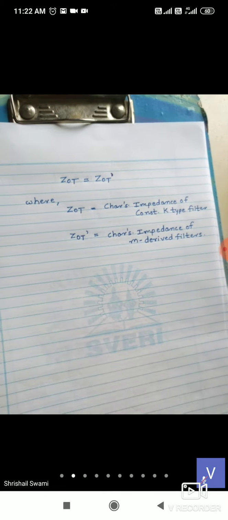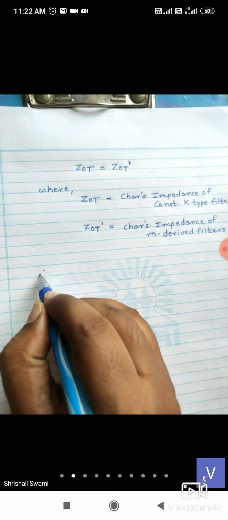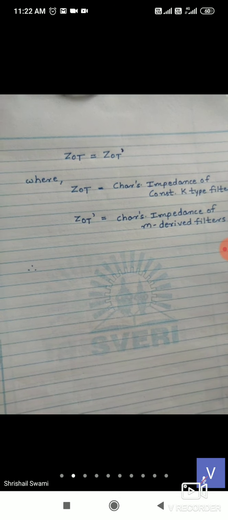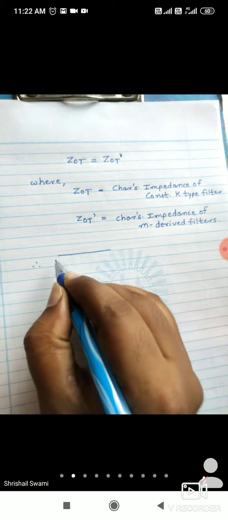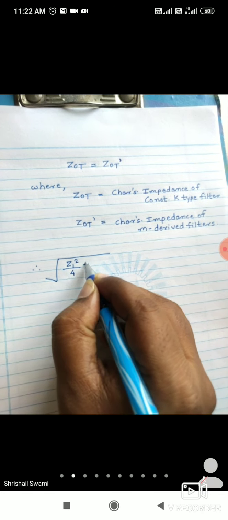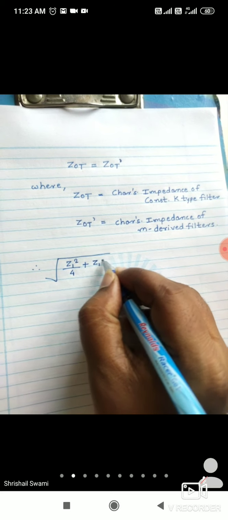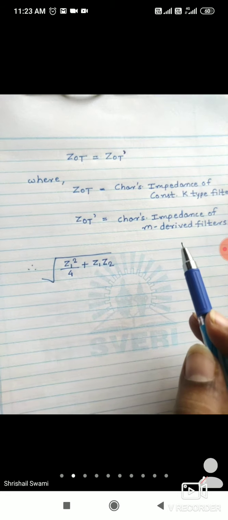Okay, now anyone recall the equation of Z0T? Anyone recall what is the equation? That is under root Z1 square divided by 4 plus Z1 into Z2. Okay, that is the formula of Z0T.